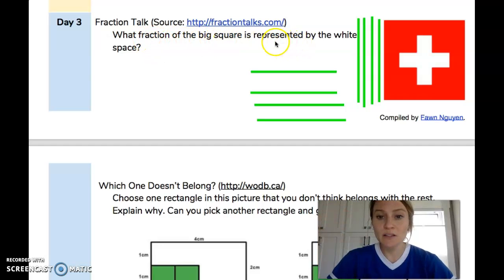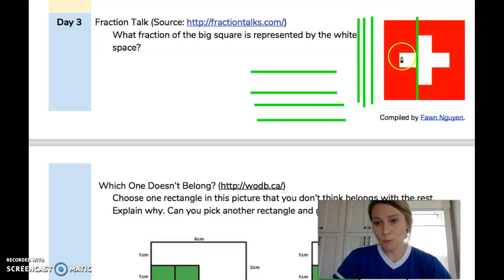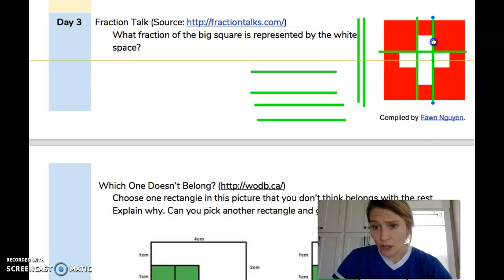What fraction of the big square is represented by the white space? Before I can find a fraction, I have to realize that this is the whole. This big red square is the whole, but I cut out some things from the middle. I have to figure out how much I cut out. So I'm going to draw my lines and just extend them. Do you see how I just drew my line and went swoop, and I'm going to do it again, but this time I'm going to go this way. It's going to be a little crooked, but it will straighten for me. And I'm going to do it again, just following the white squares that I see here.